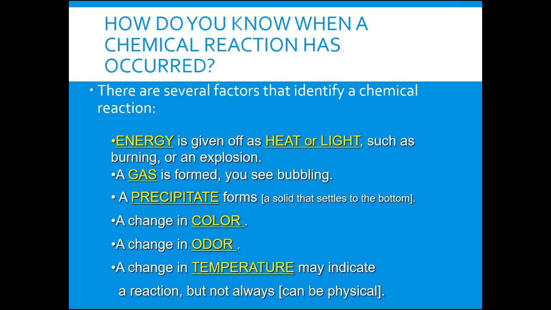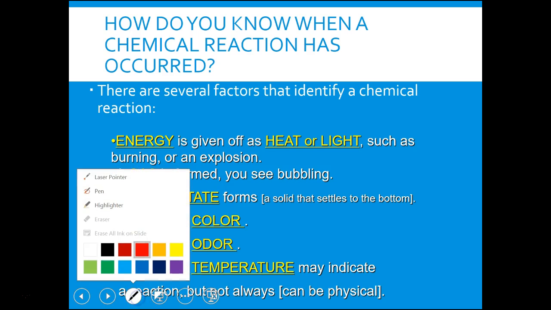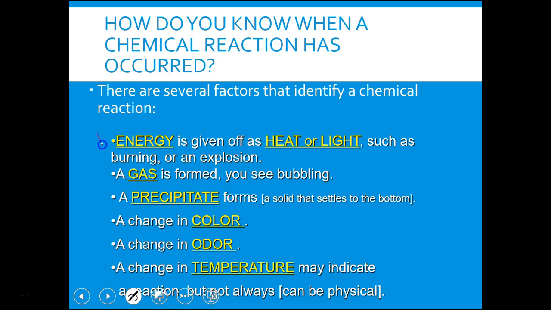Okay, so in general, these are the six: 1, 2, 3, 4, 5, 6 that we see. I'm going to show you something really quickly because I want to make sure that we have an understanding. This one, this one, this one, and this one are sure things. If you see any of the 4 that are checked off, you definitely have a chemical change. These 2, on the other hand, you have to have one of the others.